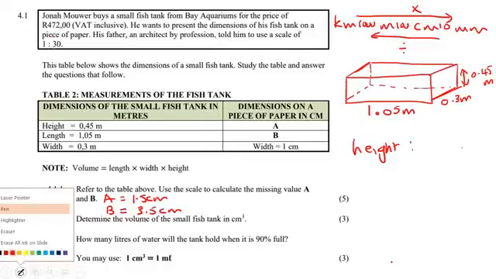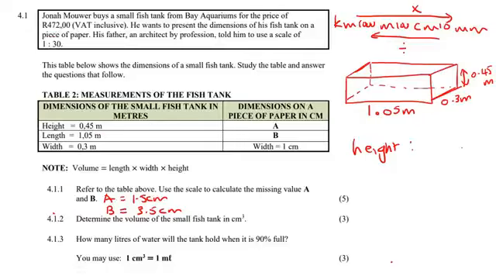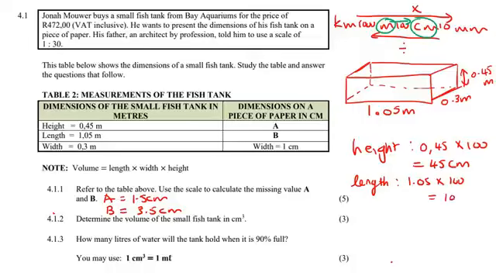So we're going from meters, which is here, to centimeters, which is here. So we're going to the right. When you go right, you multiply. So we're going to say 0.45 multiplied by 100, and that'll give us 45 centimeters. Then for the length, we're going to say 1.05 multiplied by 100, and that'll give us 105 centimeters. And then for the width, we're going to say 0.3 multiplied by 100, and that'll give us 30 centimeters.